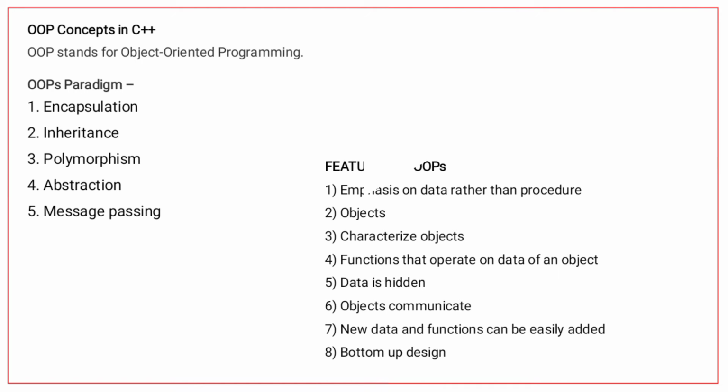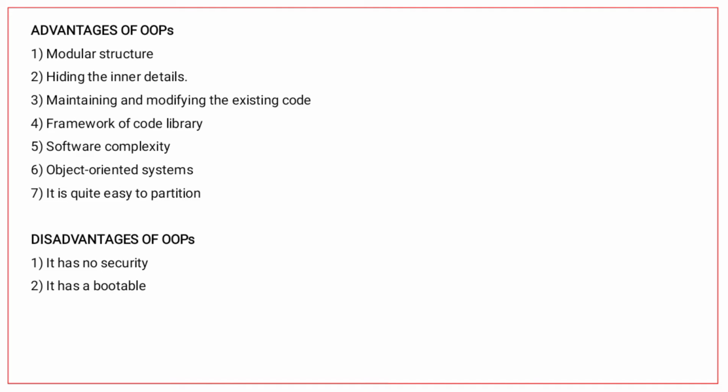Next, what are the advantages of OOPS? First benefit, OOPS provides a modular structure for developing applications. Second benefit, good definitions, abstract data types are implemented by hiding the inner details. Third benefit, maintaining and modifying the existing code is easier. Fourth benefit, a good framework of code library is provided by OOP. Fifth benefit, software complexity can be easily managed.